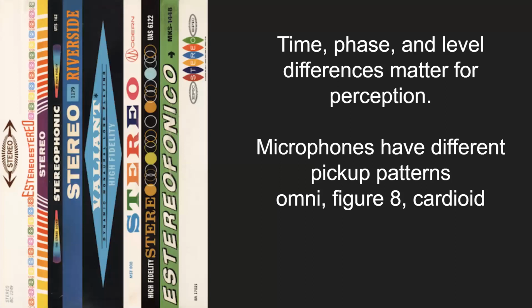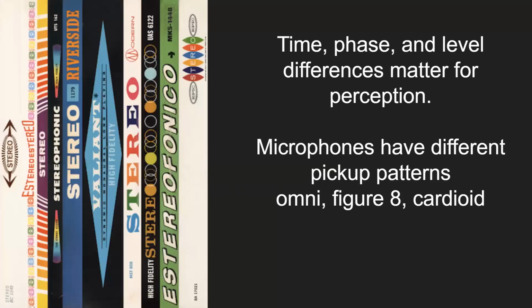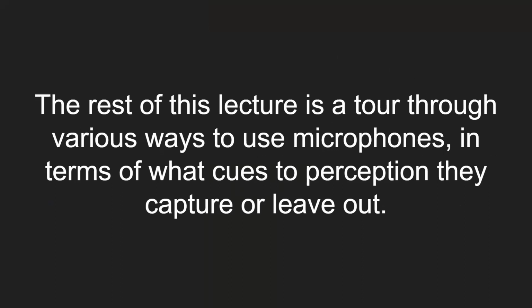Okay, so time, phase, and level differences matter for perception. Microphones have different pickup patterns: omni, figure eight, and cardioid. Now we're going to put those together to record in stereo. We're going to use more than one microphone to try to pick up these three cues so that when you listen to the recording played back, you have this stereo perception. So the rest of this lecture is about how to do that.